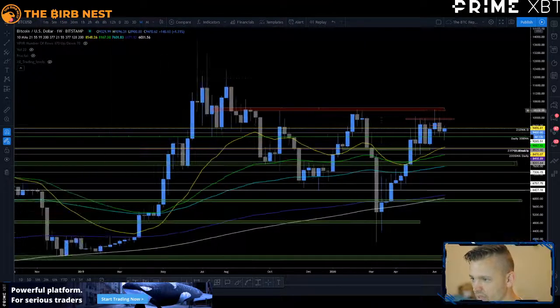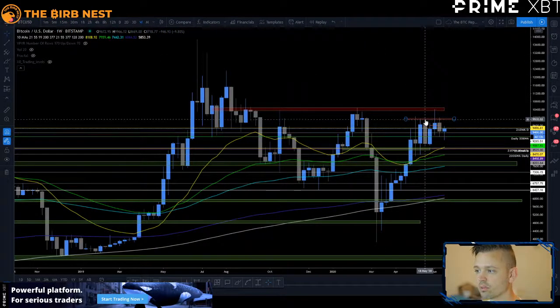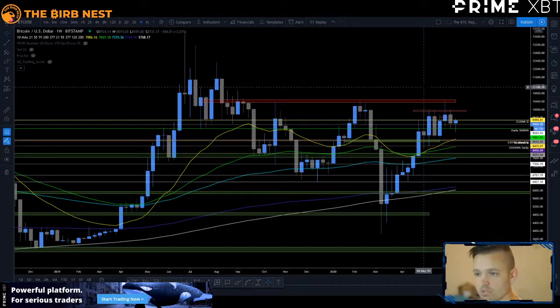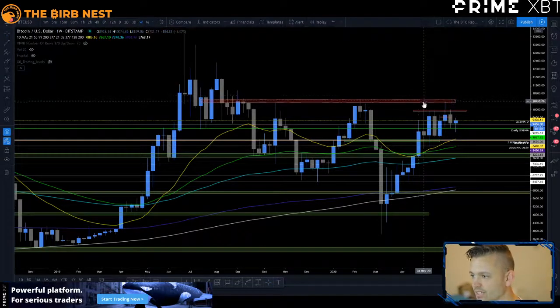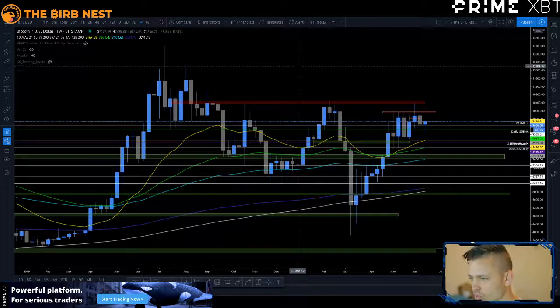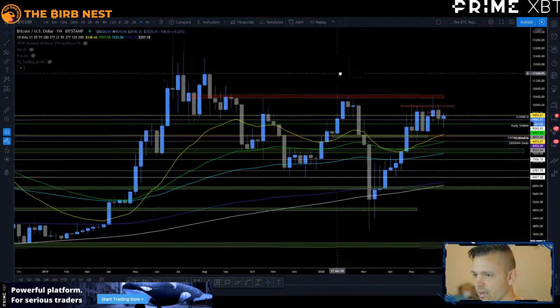However, if we see a strong up move and a break of 10.5k up here, that's going to be a possible new weekly uptrend for Bitcoin. So keep your eyes on this level, and you could make it bigger. And I'm going to show you the bigger resistance area in my next chart.